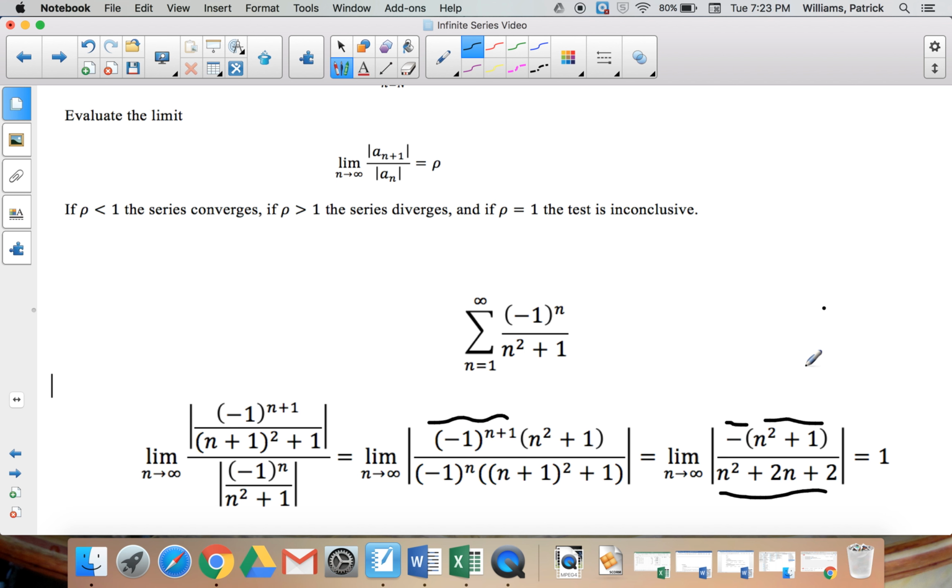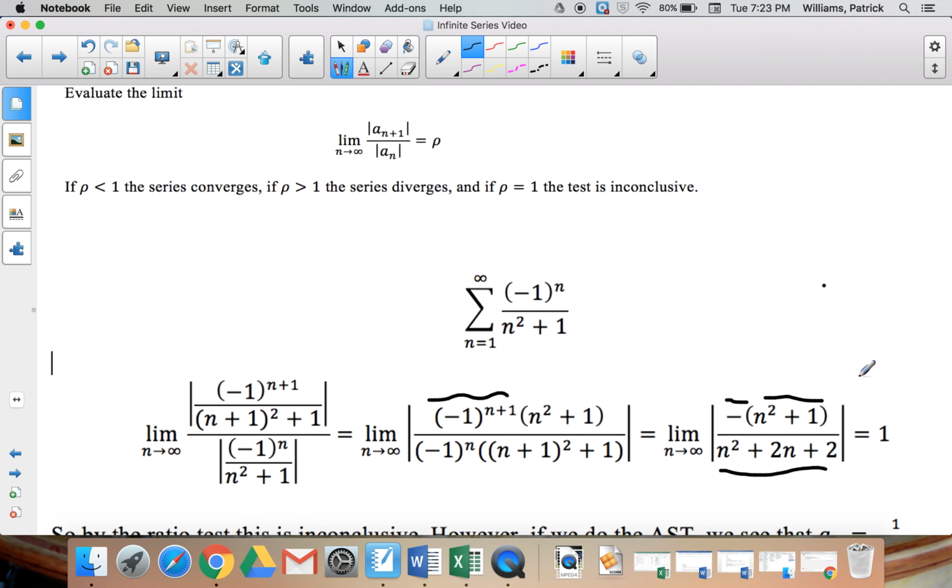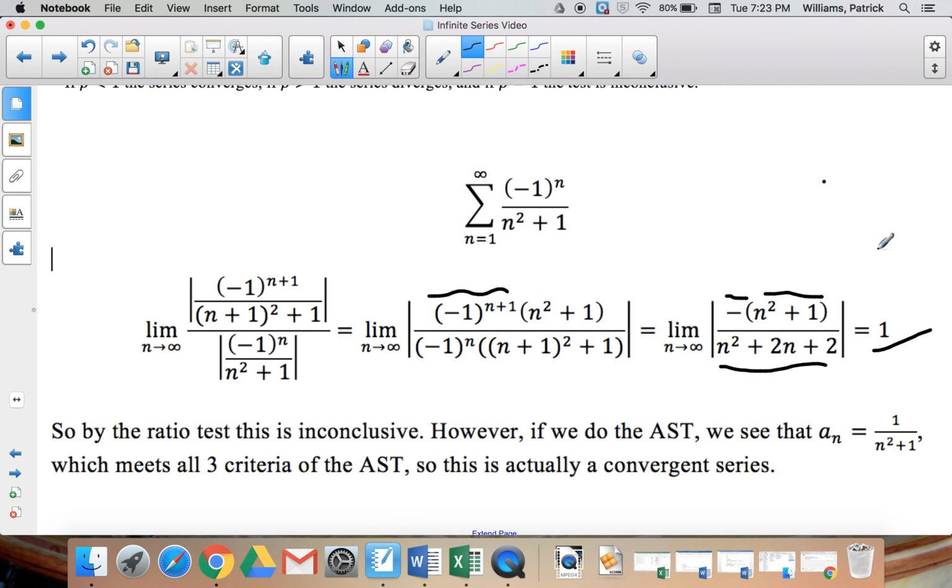So if we again use L'Hopital's rule on this one, we end up getting this limit as n goes to infinity is just equal to 1. So this one is actually inconclusive by the ratio test. We have no idea whether this series converges or diverges because that ratio is equal to 1. However, if we apply the alternating series test, notice in this case, we get that our sequence a sub n in the alternating series test is 1 over n squared plus 1. And this actually meets all three of the criteria of the alternating series test. So by the alternating series test, we find that this is actually a convergent series.